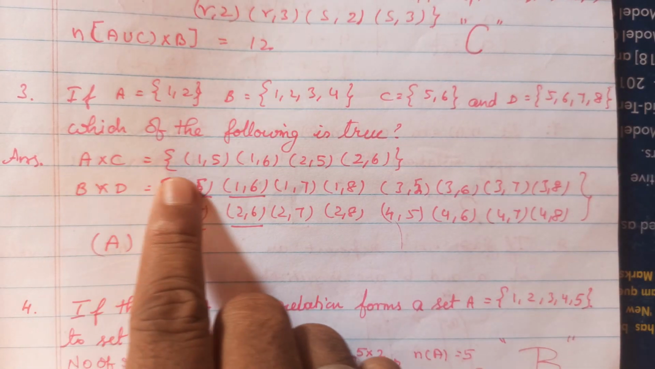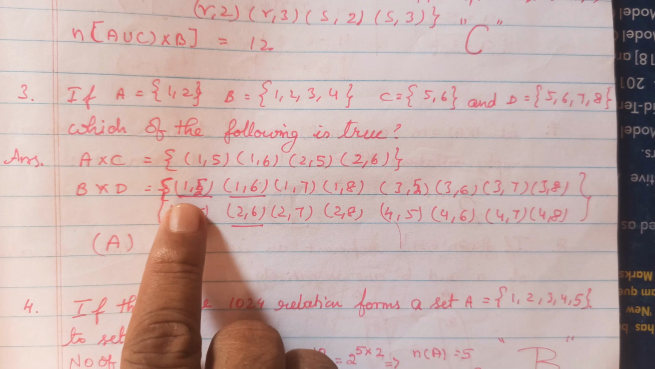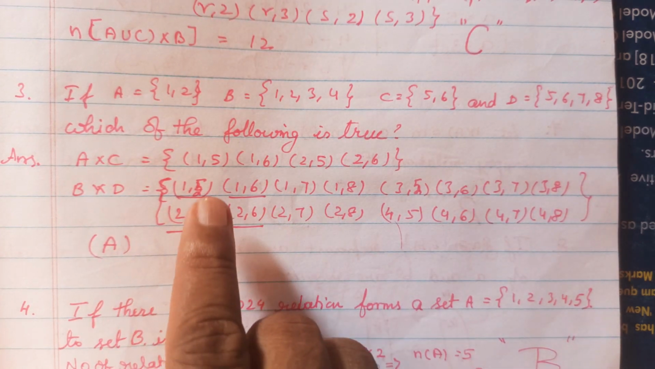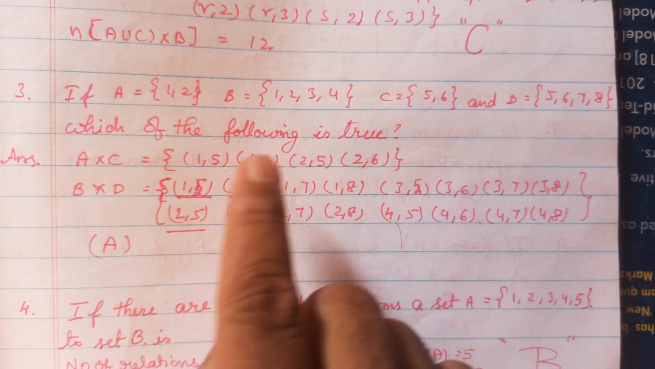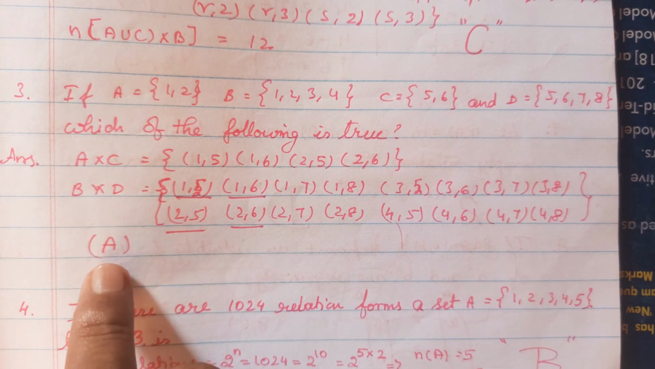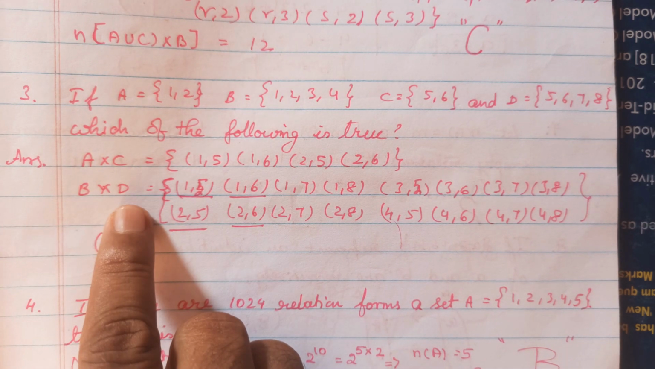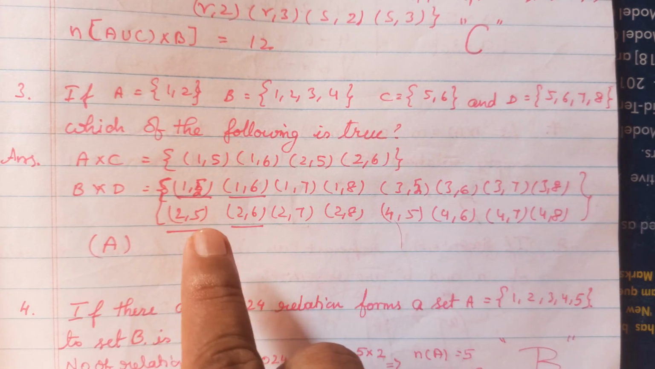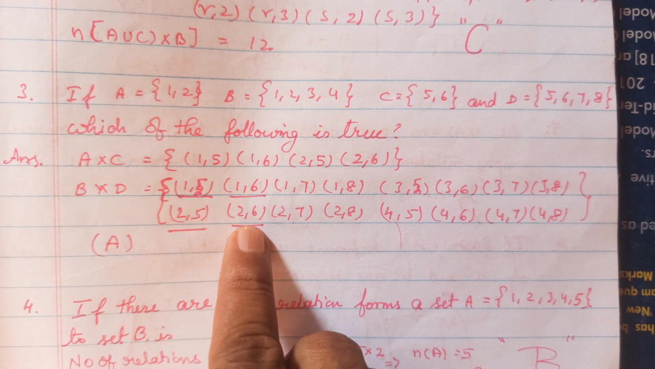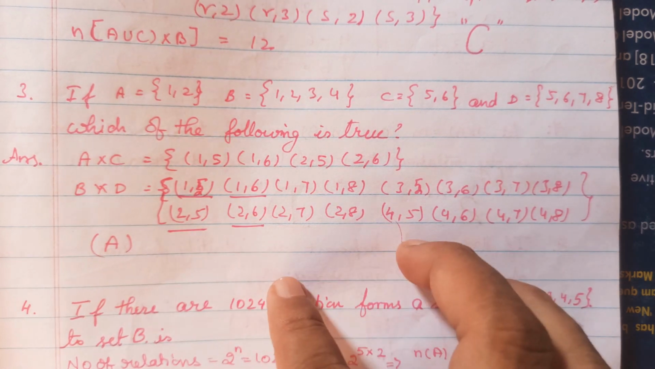As you can see, A cross C is found, B cross D is found, and all the values of A cross C are in B cross D. Hence, A cross C is contained in B cross D. All the values of A cross C are in B cross D, these four values. Hence option A is correct.